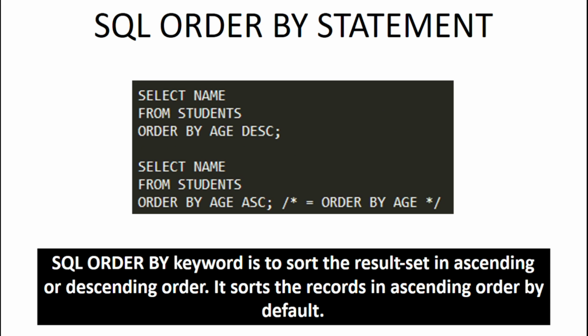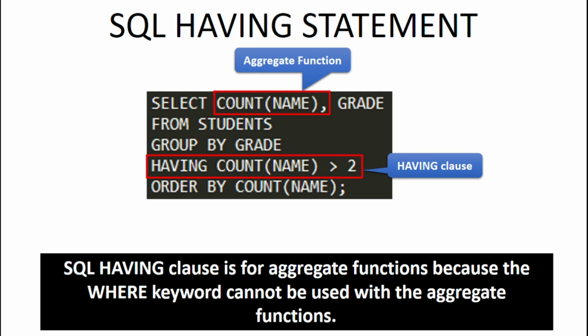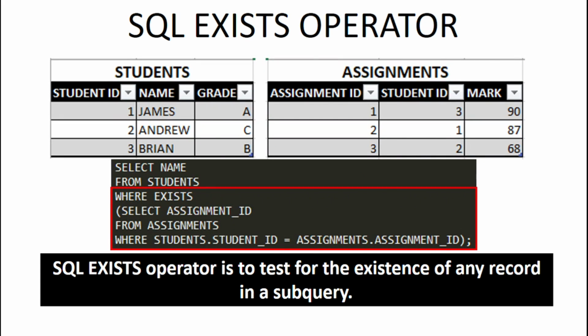The SQL ORDER BY keyword is used to sort the result set in ascending or descending order. It sorts the records in ascending order by default. The SQL HAVING clause is for aggregate functions because the WHERE keyword cannot be used with aggregate functions.